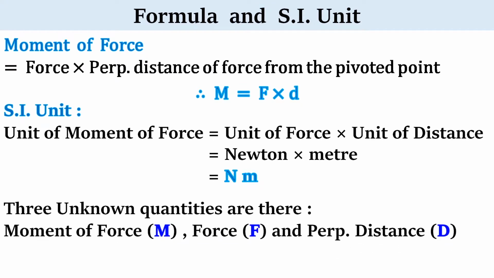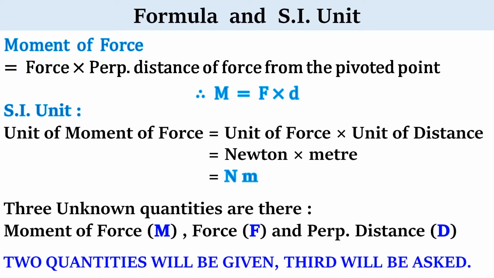Now you can see in the formula there are three unknown quantities: moment of force M, force F, and perpendicular distance d. In every numerical you will come across, two quantities are given and the third quantity will be asked. Every numerical will be in this manner only. If they give you the value of F and d, they will ask you to find M. If they give you the value of M and F, they will ask you to find d. And if they have given the value of M and d, they will ask you to find F.